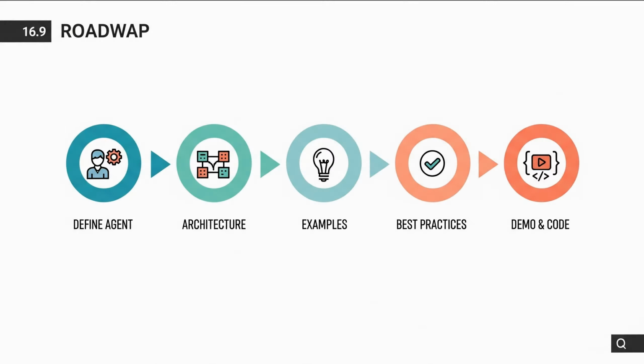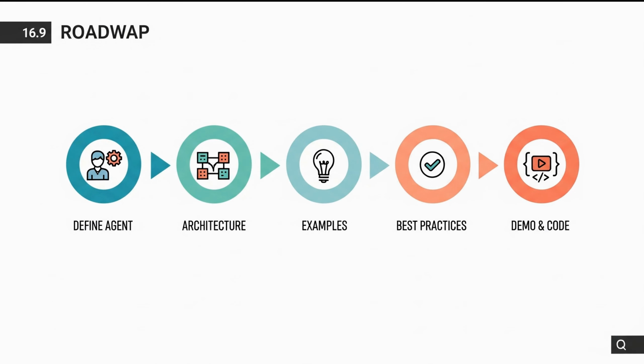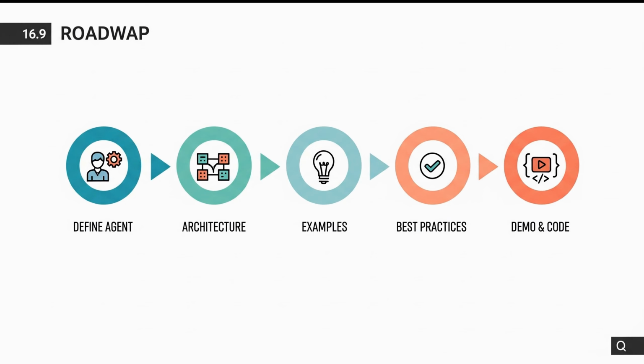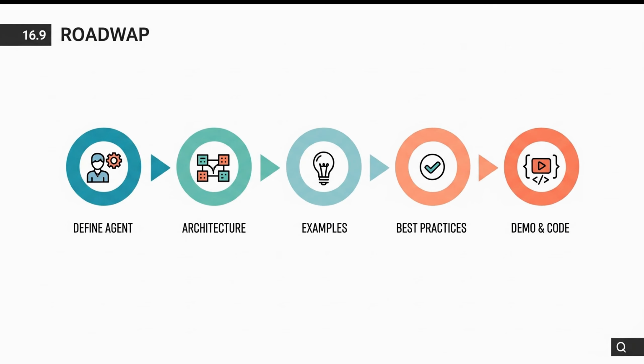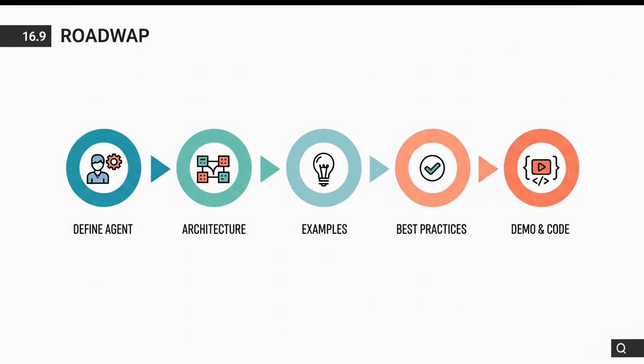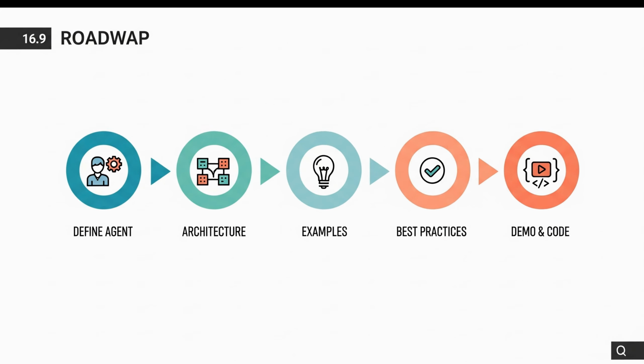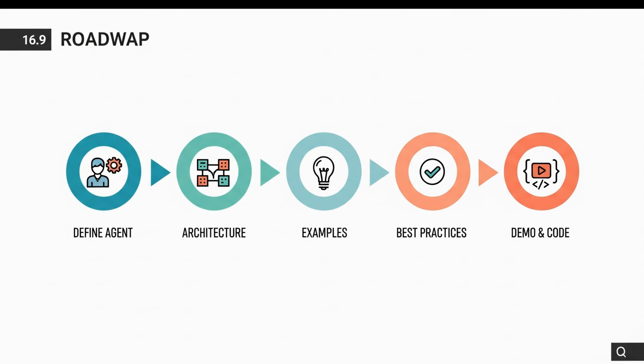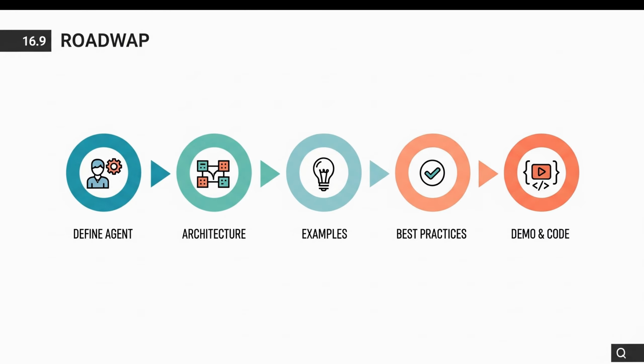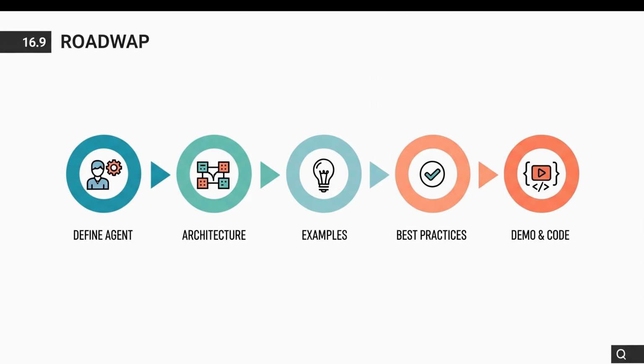Quick roadmap. First, we'll define what an AI agent is, then break down the architecture for tool use. I'll show real examples, like calling a calculator API and orchestrating a web search, and then share best practices, safety tips, and resources. Stick around for the demo and code patterns at the end.